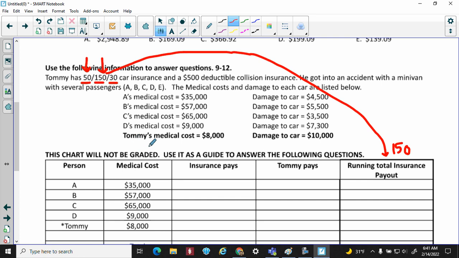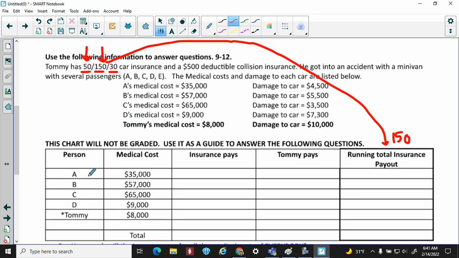Okay. All right. So person A needs 35,000. The insurance will pay the whole thing, which means Tommy pays nothing. So at this point in time, the running total payout is 35. Next, B needs 57. But remember, insurance cannot pay more than 50,000 to one person. So insurance will give the max, which is 50, and the difference Tommy would pay.